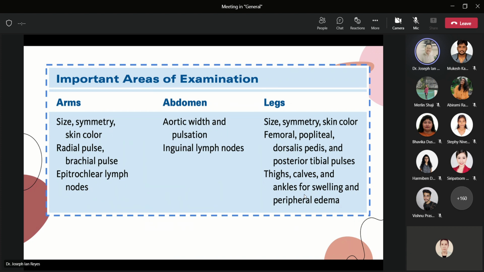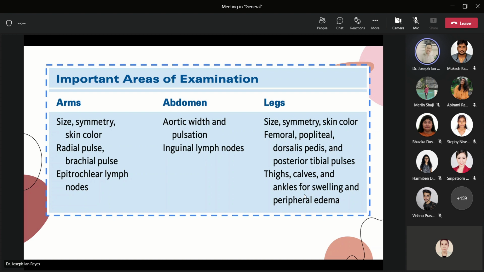So for the arms, you check the size, the symmetry, skin color, radial pulse, brachial pulse, epitrochlear lymph nodes, because we want to know if there are infections in the hand. Then for the abdomen, you have aortic width and pulsation, inguinal lymph nodes. Then for the legs, again, the size, the symmetry, skin color, femoral, popliteal, dorsalis pedis, posterior tibial pulses, as we have mentioned. Check the thighs, the calves, and ankles for any swelling and edema.